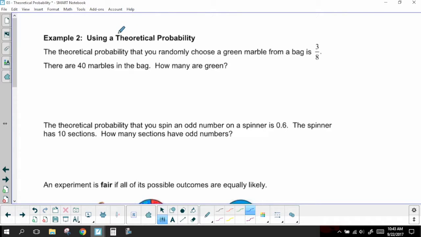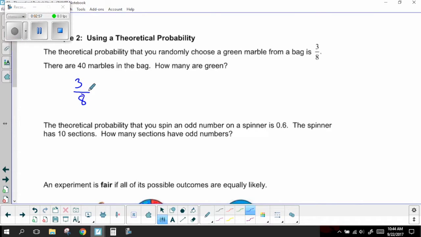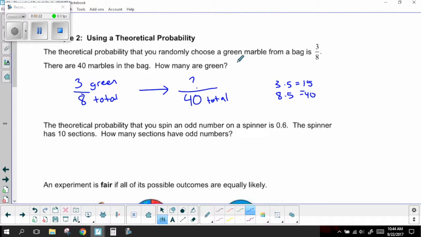We can use theoretical probability to make predictions. So let's say we know that the probability of choosing a green marble at random is 3/8. If 3 out of every 8 marbles is green, we have to figure out then, out of 40 marbles, how many are green? So what number would make these two fractions equivalent? 8 times 5 is 40. So 3 times 5, sorry, I said 4, is 15. There are 15 green.